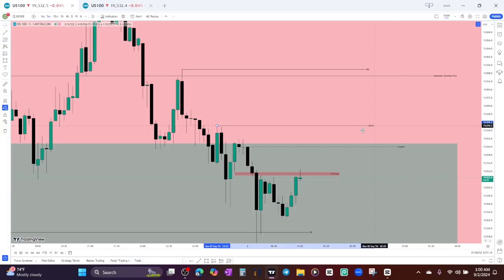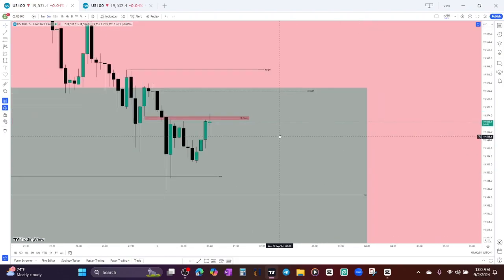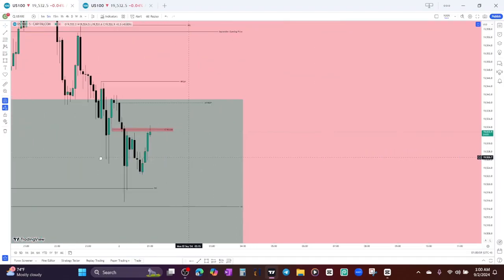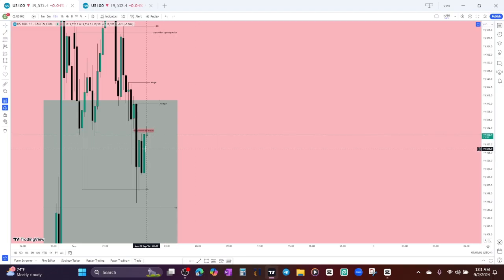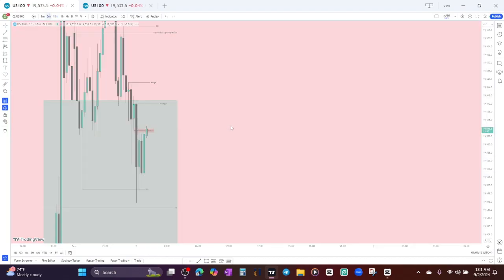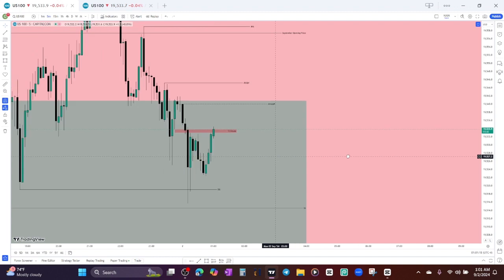And where is the New York midnight open? Okay, sure. There's a New York midnight open, straight to sell side liquidity, and now looking for signs to push up. So everything's looking just fine right now.